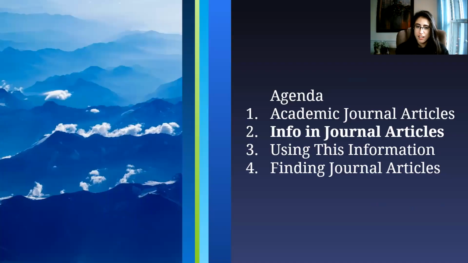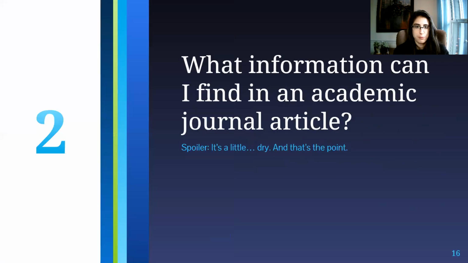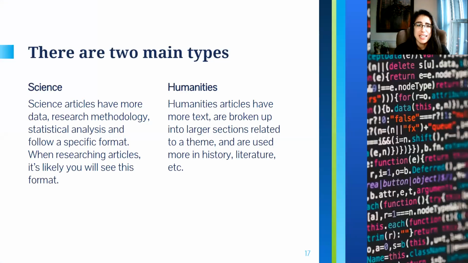So next up on our agenda is to talk about what information is found within a journal article. So what information can I find? Spoiler, it's a little bit dry, but again, that is the point. There are 2 main types of academic journal articles. First off, there are science articles, and these tend to have a lot of data. They'll have research methodologies, statistical analysis, and they follow a very specific format. When you're looking for articles, it's very likely that you're going to see this format.